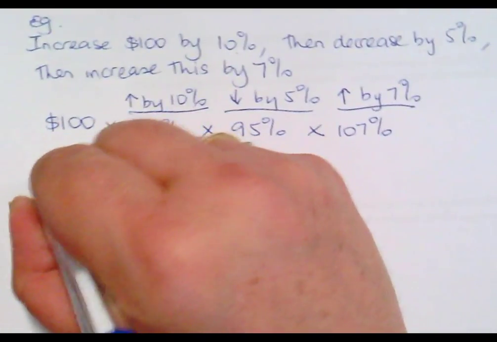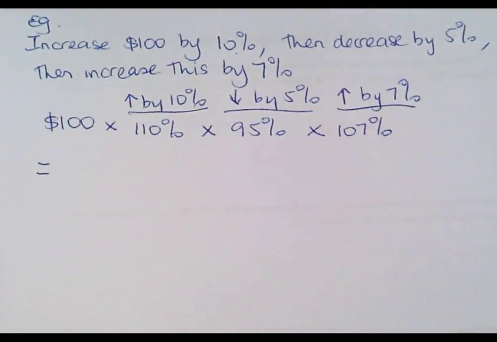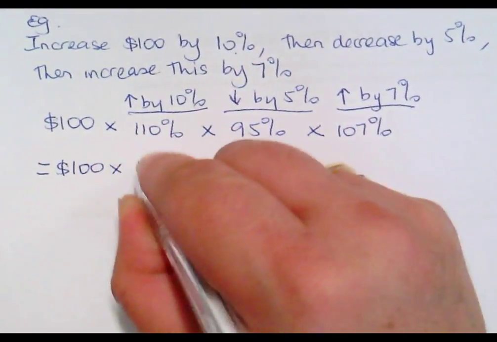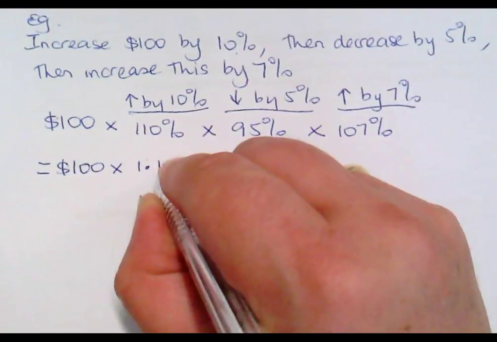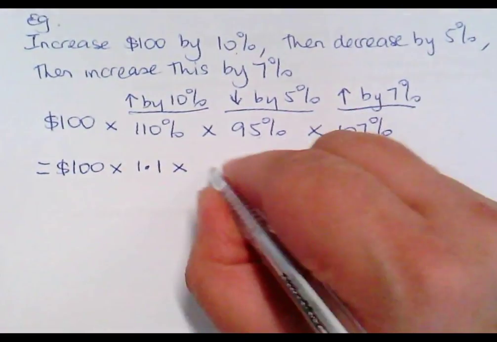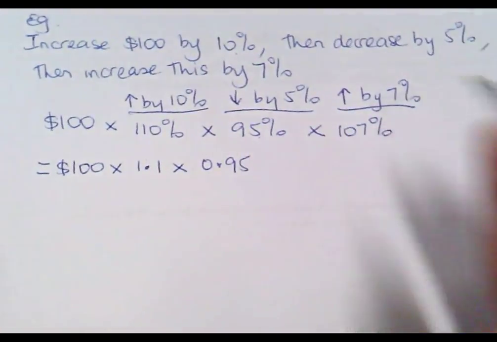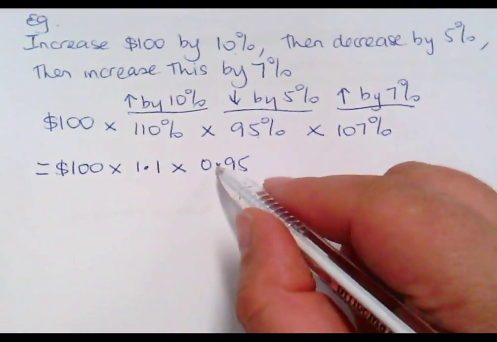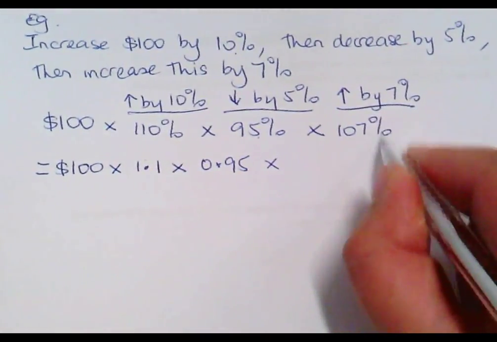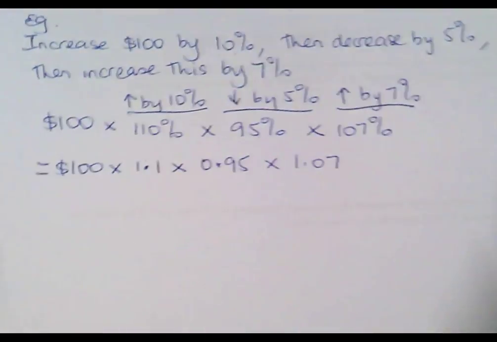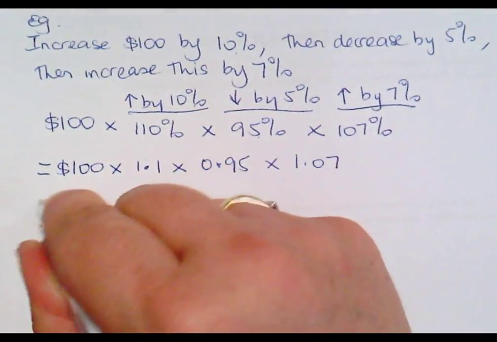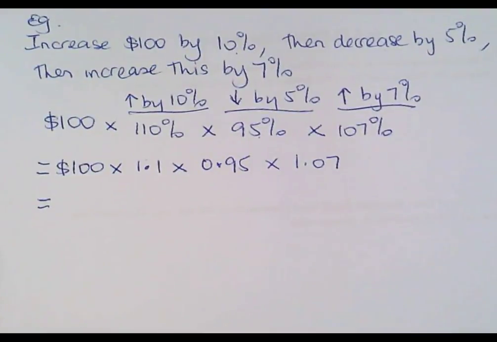Now, that's how we could do it all in one step. We know that that is the same as $100 times 110 over 100, which is 1.1, times 95 over 100, which is 0.95. It's 0.95 because 95 out of 100 is less than 1. Okay, so it's 0.95. And 107 divided by 100 is 1.07. Remember, when you divide by 100, you move the decimal place back 2 places. So therefore, we could do that whole question in one step.